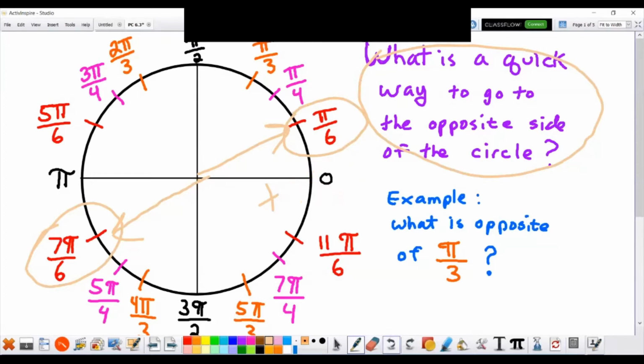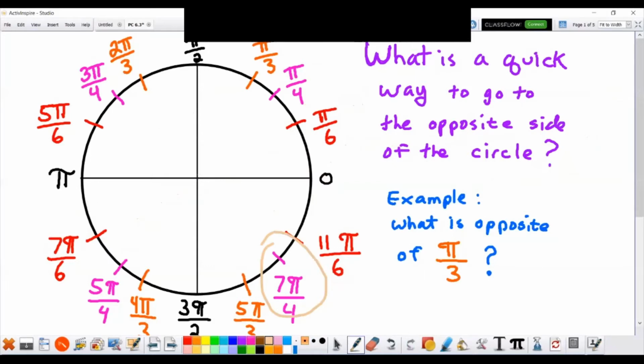So let's add pi. If you add pi with pi over 6, you get 7 pi over 6. Because isn't 7 pi over 6 like 6 pi over 6 plus 1 pi over 6? 6 and 1 is 7. So a quick way to go opposite, if you were here and you want to go the opposite, you could just add pi, or if it's too big, you could subtract pi. So it's a way to get to the opposite side. If it's in degrees, it's easier just to add 180 or maybe subtract 180.